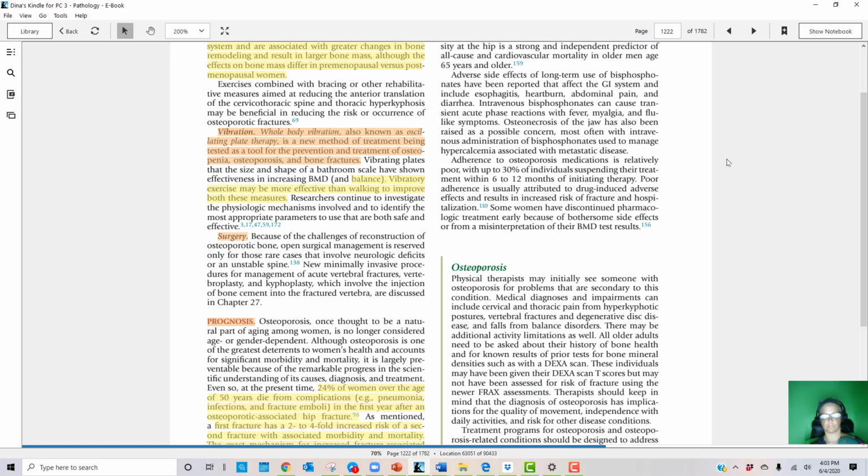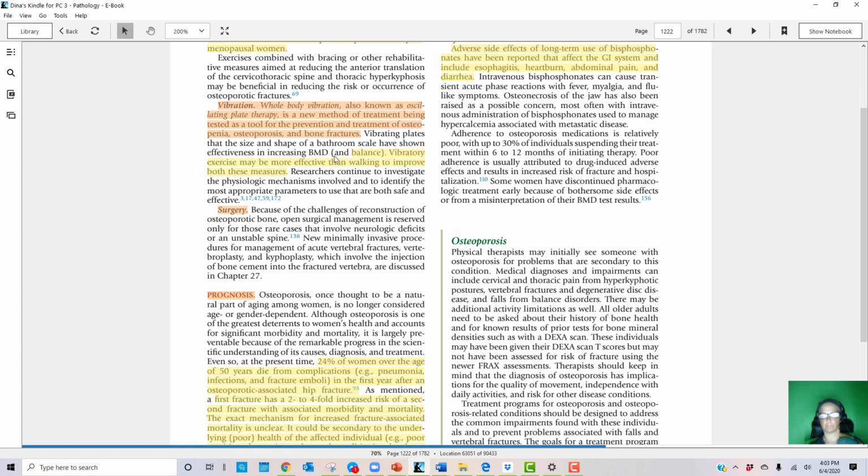Adverse side effects of long-term use of bisphosphonates have been reported that affect the GI system and included esophagitis, heartburn, abdominal pain, and diarrhea. Intravenous bisphosphonates can cause transient acute phase reactions with fever, myalgia, and flu-like symptoms. Osteonecrosis of the jaw has also been raised as a possible concern, most often with intravenous administration of bisphosphonates used to manage hypercalcemia associated with metastatic disease.